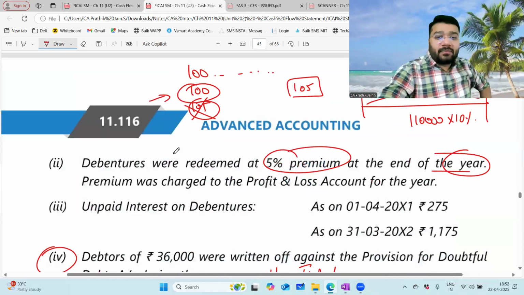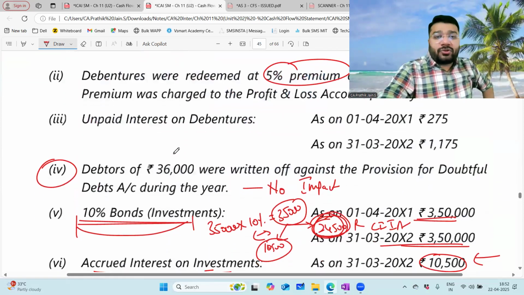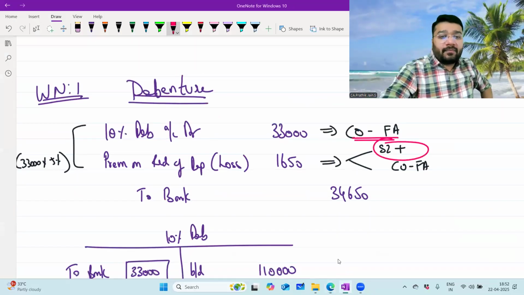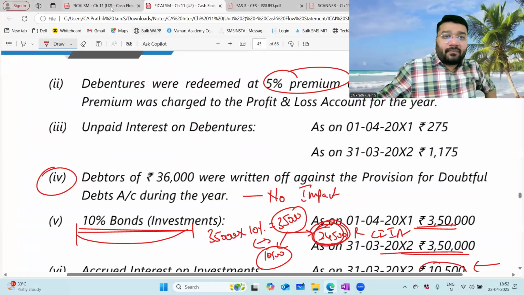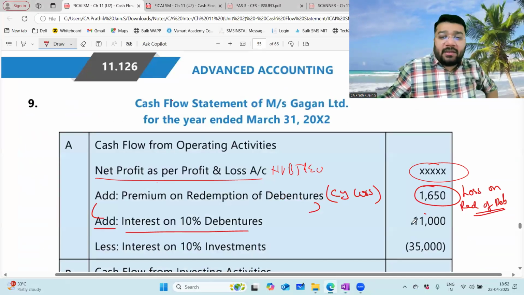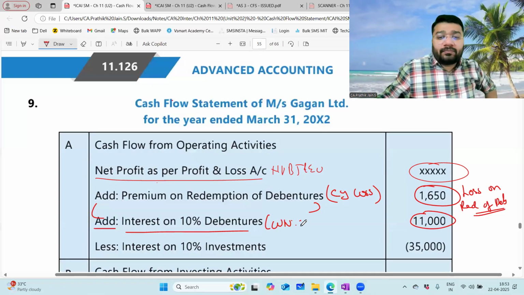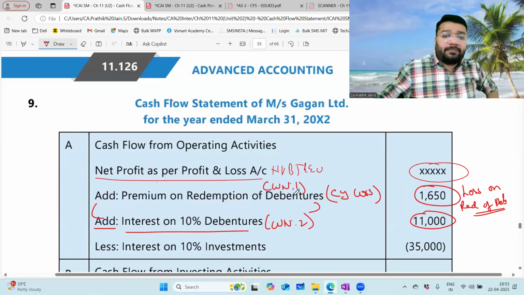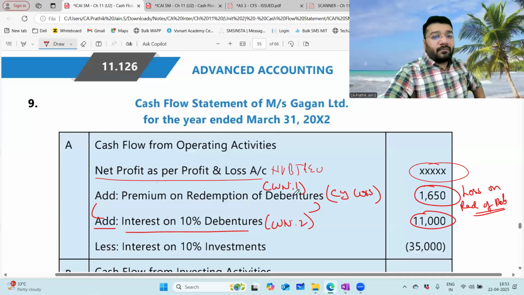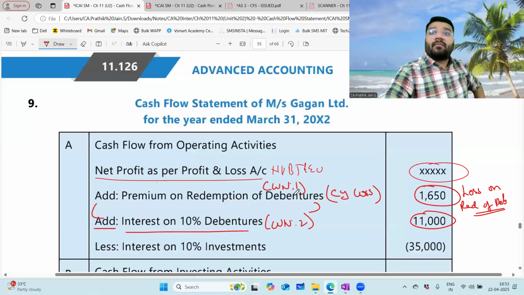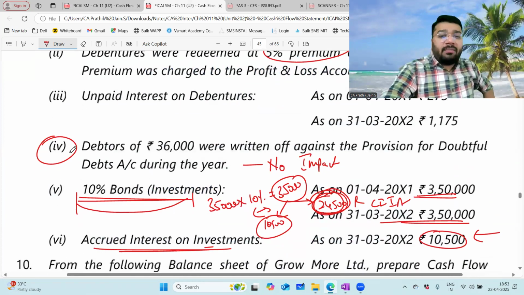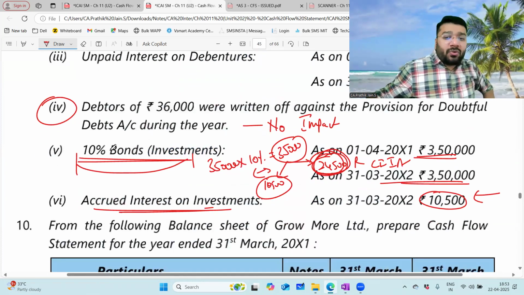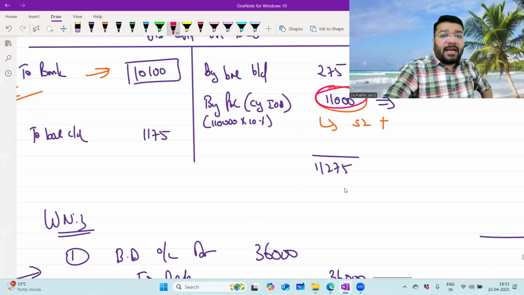Then interest on debenture is how much? We calculated. Interest on debenture, 11,000 rupees, we have to add back. Give reference to working note number 2. And for the previous one, you can give reference to working note number 1. Then point number 4 is not affecting, leave it. Point number 5, we have the impact in the interest part. So what is interest? I'll do the working here if you want.